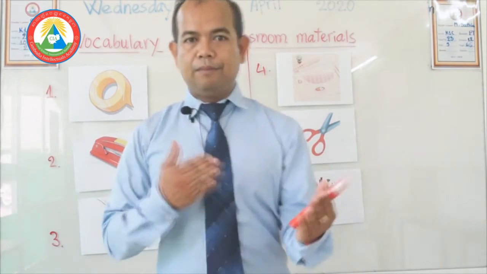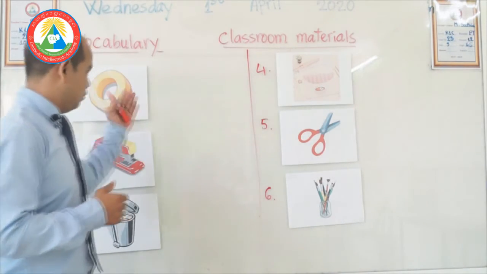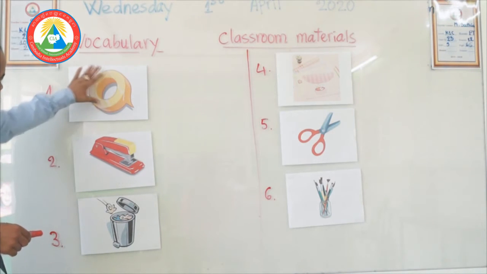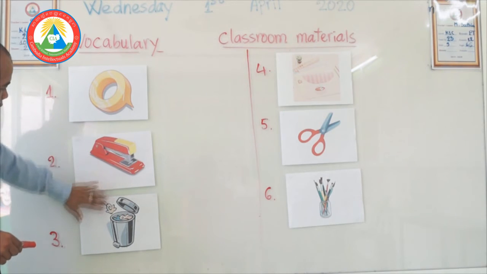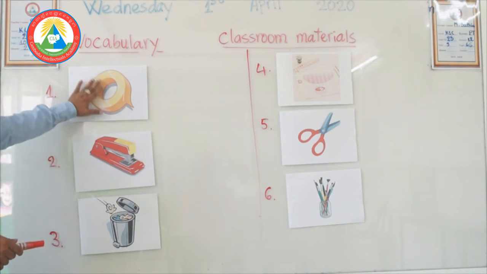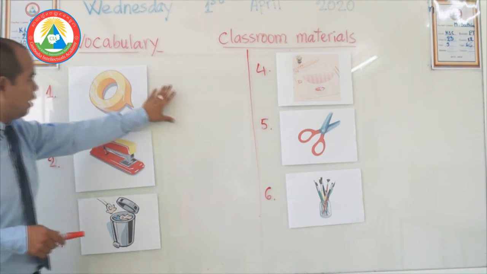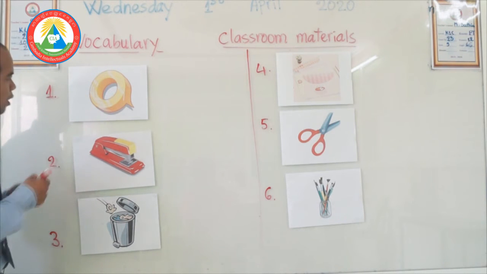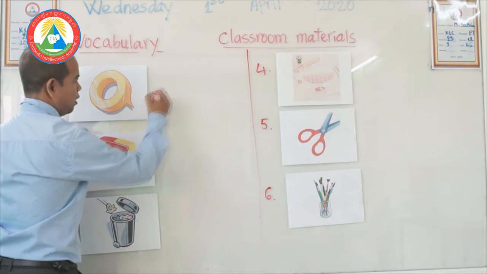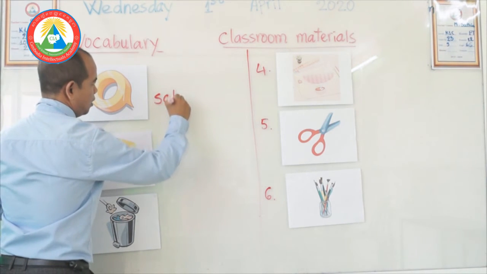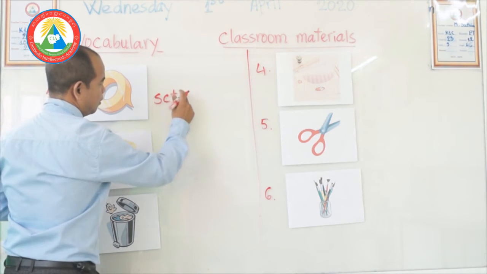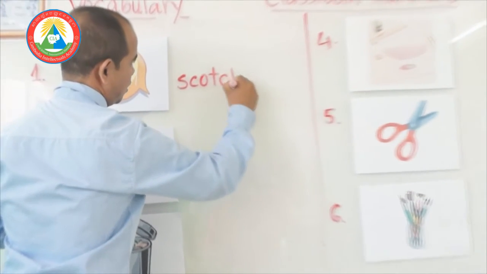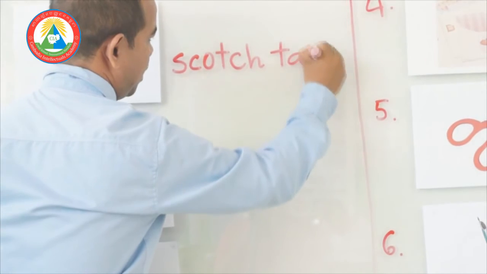In order for all of you to be able to read and understand this picture, I have to write down the word which goes to each picture. This picture, scotch tape: S C O T C H, sorry, S C O T C H T A P E.